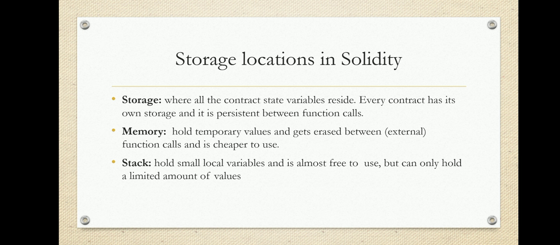First we have storage. In this storage location, all the contract state variables reside. So here we can store all the contract state variables. Every contract has its own storage and it is persistent between function calls. Second storage location we have is memory. Memory holds temporary values and gets erased between function calls, and it is cheaper to use.